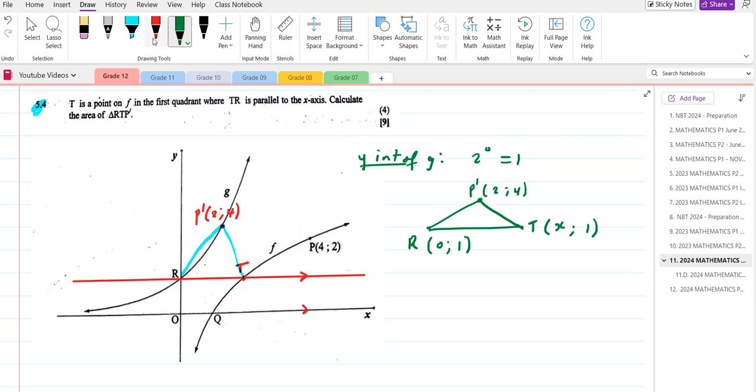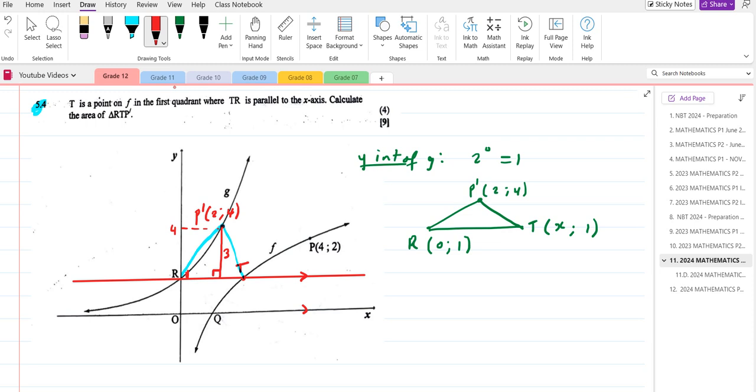So we can just do half base times height, right? Because the height from there to there is 3. Remember the y value of R is 1, and that point there is 2 and 4. So the height is 3. And we just need to find the base.